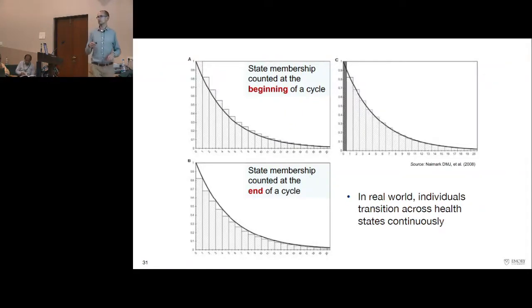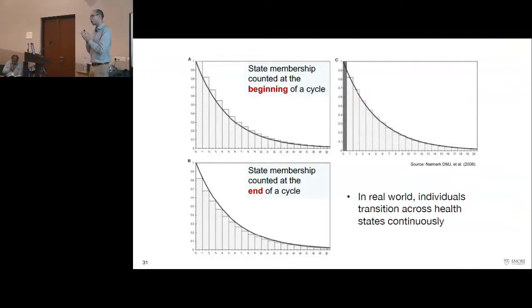In most models, we count the number of people at the end of the cycle, right before the transition. So essentially, over the duration of the cycle, there is a certain number of people. By the end, we count them, how many there were. We count their incremental cost and incremental health effects they incurred throughout the cycle. And then we discount them to the present value and so on.